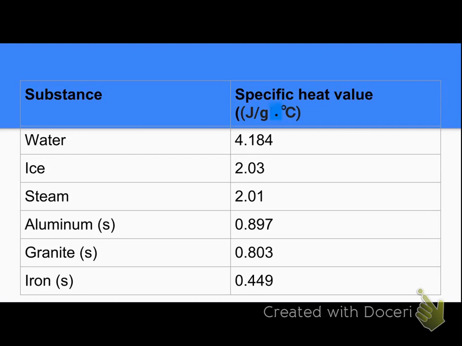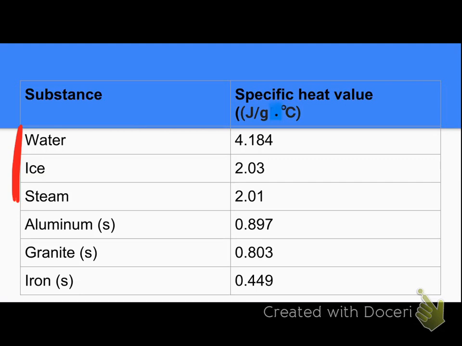This table is just showing you the specific heat values for various substances. The top 3 here, with the water, the steam, and the ice, are ones that we will see quite a few times. I might write those down just so you have those as reference because you will need them when you're doing the worksheet. So water has a specific heat value of 4.184 joules per gram degree Celsius, which is very high.